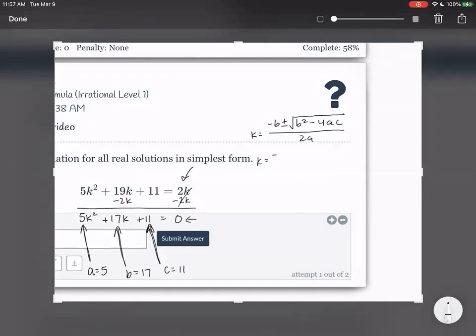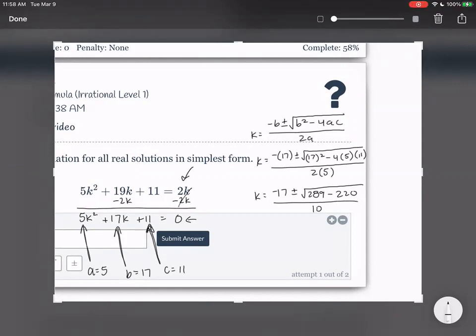Now we can plug it in. So we have negative B plus or minus the square root of B squared minus 4A, which is 5, times C, which is 11, all over 2A, which is 5. Let's simplify. Negative of 17 is just negative 17, plus or minus 17 squared was that 289, minus 4 times 5 times 11. Let's do that. 4 times 5 times 11 gives me 220. All over 2 times 5 gives me 10.